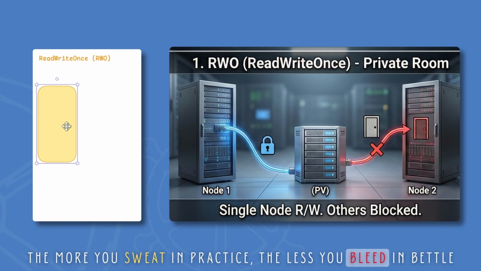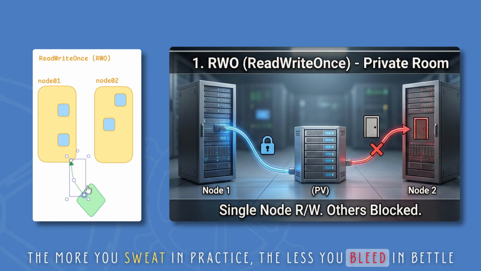So if this is node 01 and this is node 02, and these are the pods, and this is the persistent volume, then in this case only the node 1 pods can use this persistent volume, and this is not allowed, because only one machine can use this storage. So this PV is not available to this node or machine.